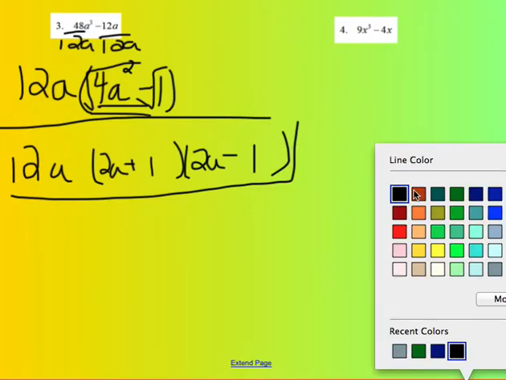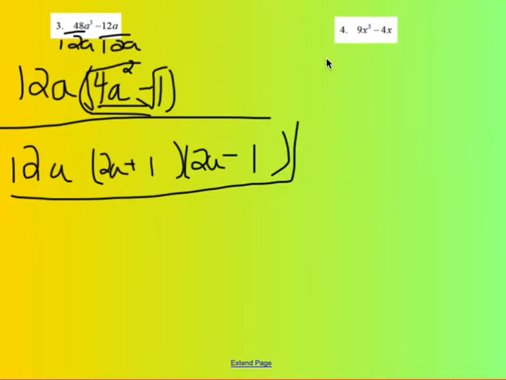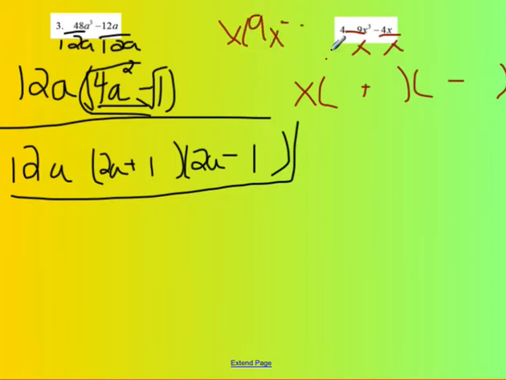Let's take a look at number 4. For number 4, we're going to create two parentheses. Out of all of these, I can take out an x. I need to take out that GCF of x in order to have perfect squares. So I'm going to make two groups, and then I'm going to do a plus and a minus. Once you take out x, you're left with 9x squared minus 4. Once you divide out that x, you do have perfect squares.